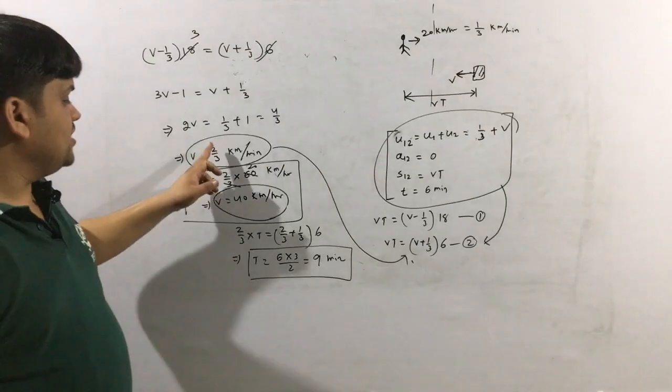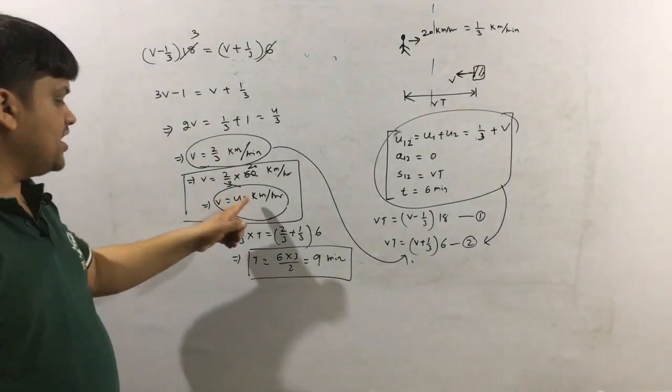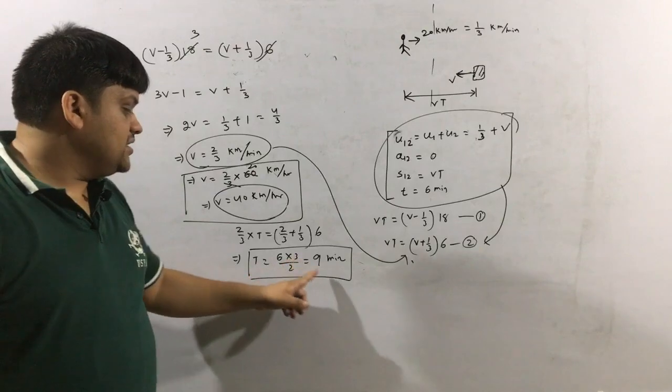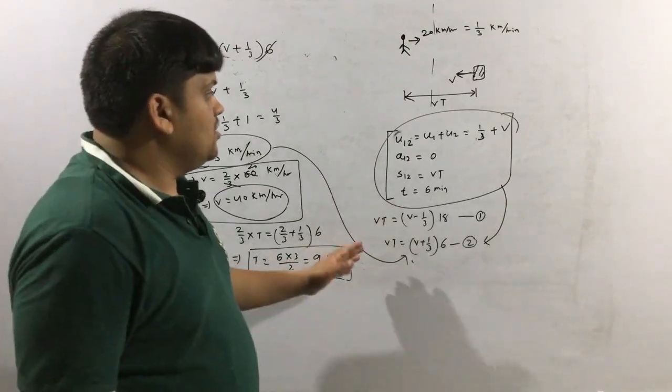So we got our answer. V is 2 by 3 kilometer per minute, or I can write it as 40 kilometer per hour, and t is 9 minutes. So these are all about this question.